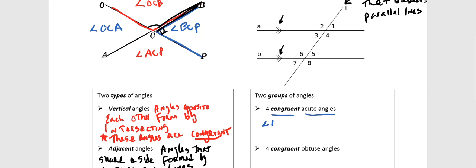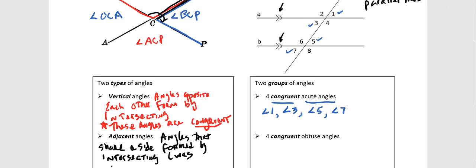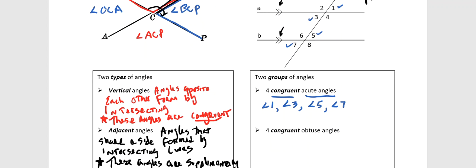That's angle 1, angle 3, which by the way is vertical to angle 1 because these lines intersect. And then down below there's angle 5. And once again, angle 7. So there's angle 1, angle 3, angle 5, angle 7. Now, to go along with that, there's another group of 4 congruent angles that are obtuse. There's another 4 angles that are obtuse, and those are congruent with each other.